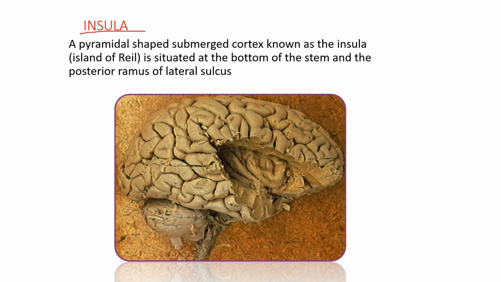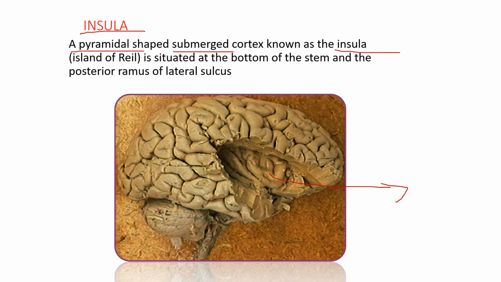What is the fifth lobe? This is the insula, a pyramidal shape. You can see we have removed the cerebrum and white matter also in this part. Deep to the cerebrum we will have the white matter. So we have removed part of the cerebral cortex and white matter. Again you are having the cortex. So that is the submerged cortex. It is pyramidal in shape. It is called the insula.